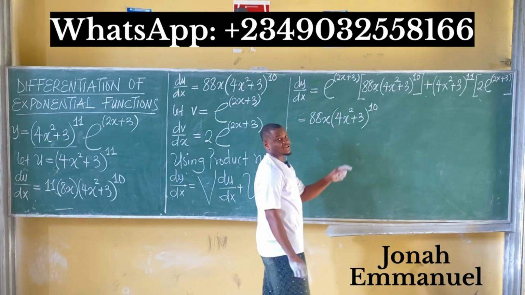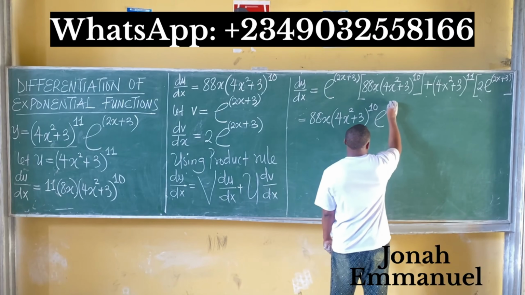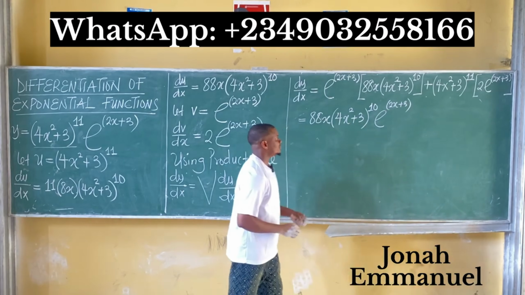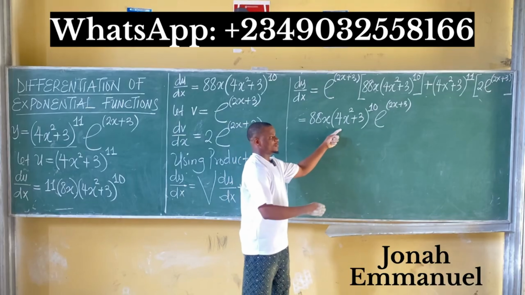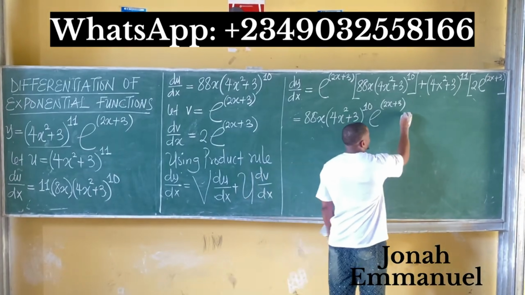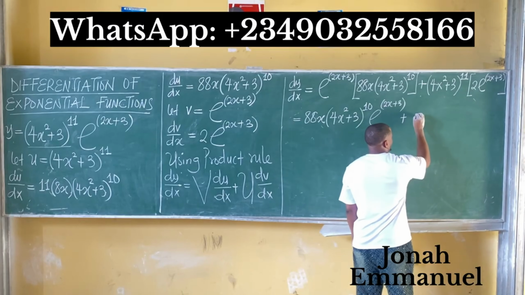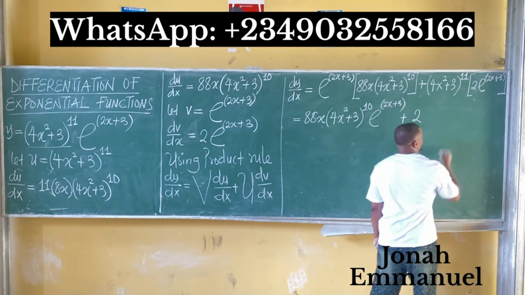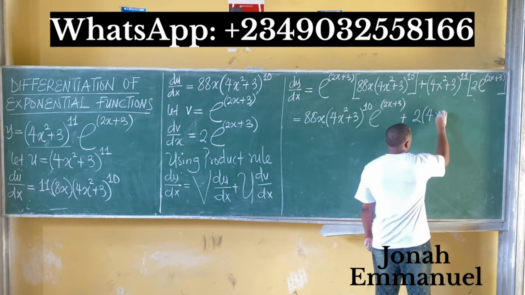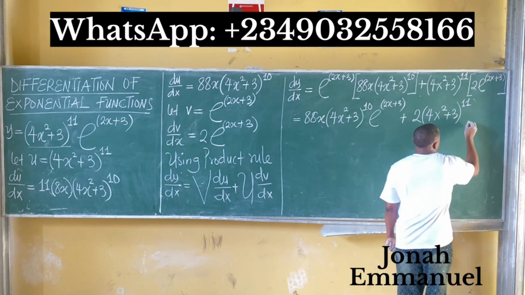Usually the exponential goes last. That becomes what there? Exponential 2x plus 3. That's all. Right? The number first with your x, then the one with the power. Exponential is last. Plus, repeat that process. What do you get there? Number first. 2. The number is here now. What comes next? 4x squared plus 3 to the power what there? Then bring your exponential.